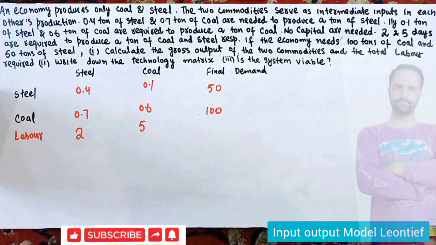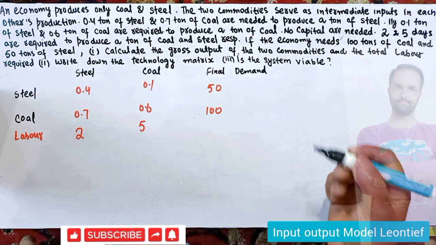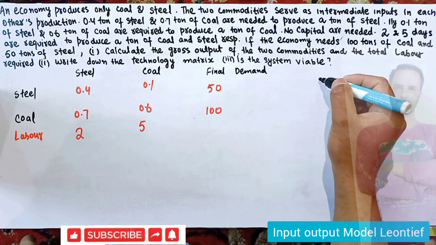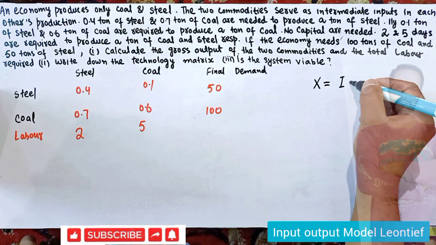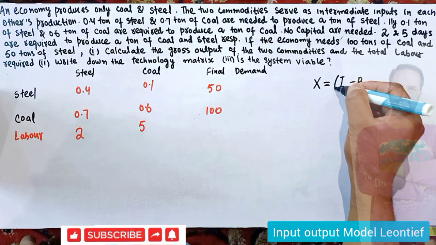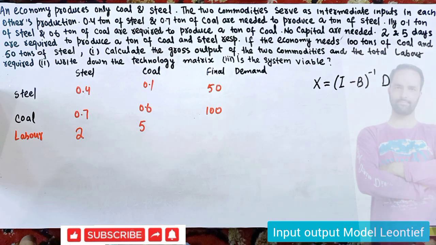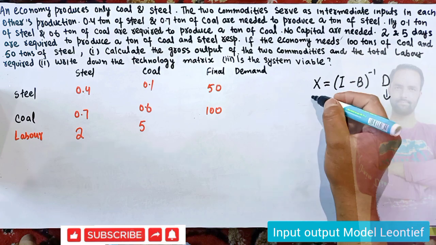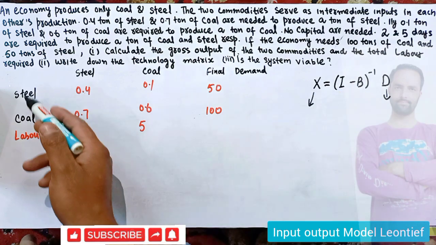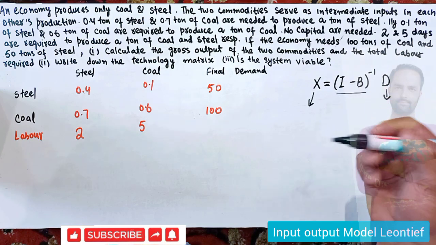How do we write the technology matrix? Let me give you an idea how we first solve it. We need to find out this very equation. That means x is equal to I minus B inverse into D. Okay, this D shows us the final demand. X shows the output produced by each industry, and I minus B is our Leontief matrix.